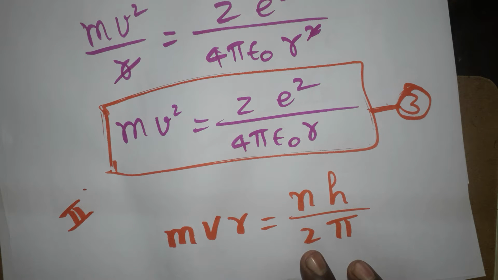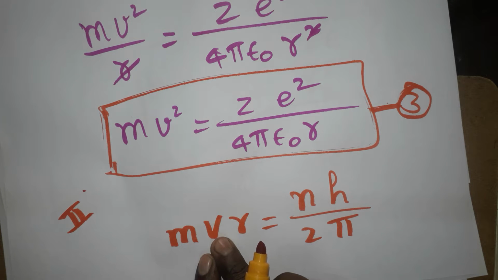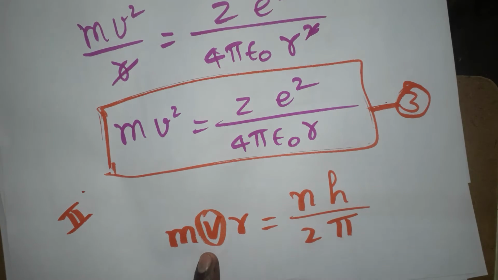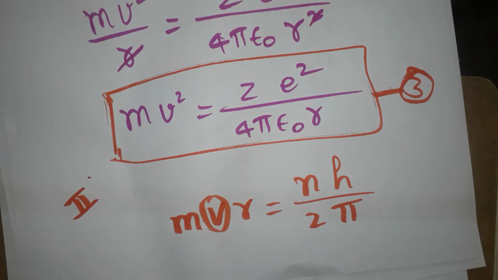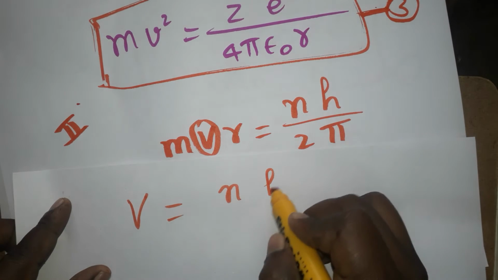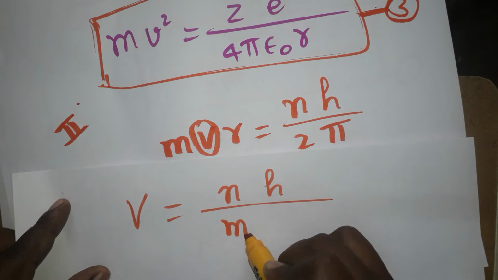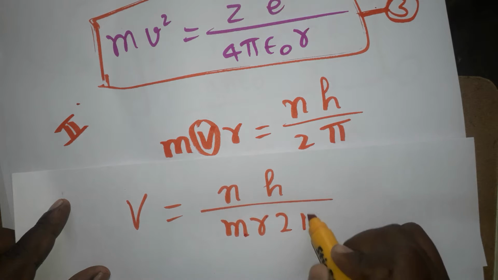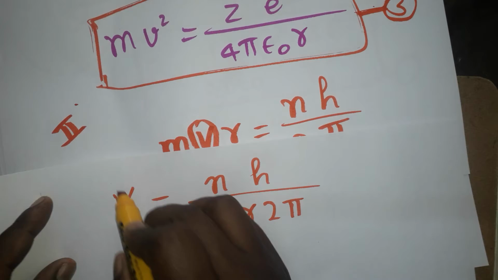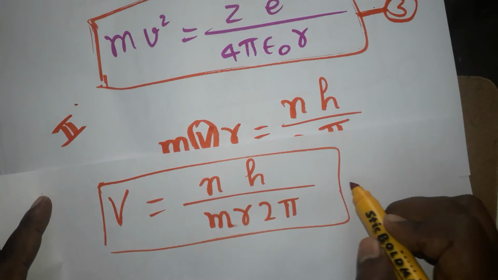From here I am going to find what is the v. Then I am going to substitute it in the third equation. See, now I am finding what is v. So v is equal to nh divided by m times 2 pi. Okay. So I did a cross multiplication. This I am taking as equation number 4.